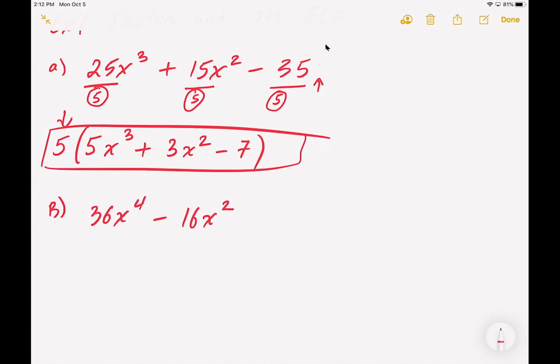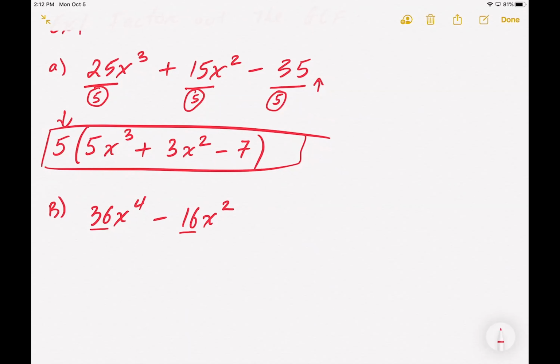If you have 2 numbers, you want to focus on the smaller number first. What are the multiples of 16? Well, 16 can go into 16, but 16 cannot go into 36, so we X out the 16. 8 can go into 16, but 8 cannot go into 36. 8 times 4 is 32, not 36. So we know that 16 and 8 do not work.